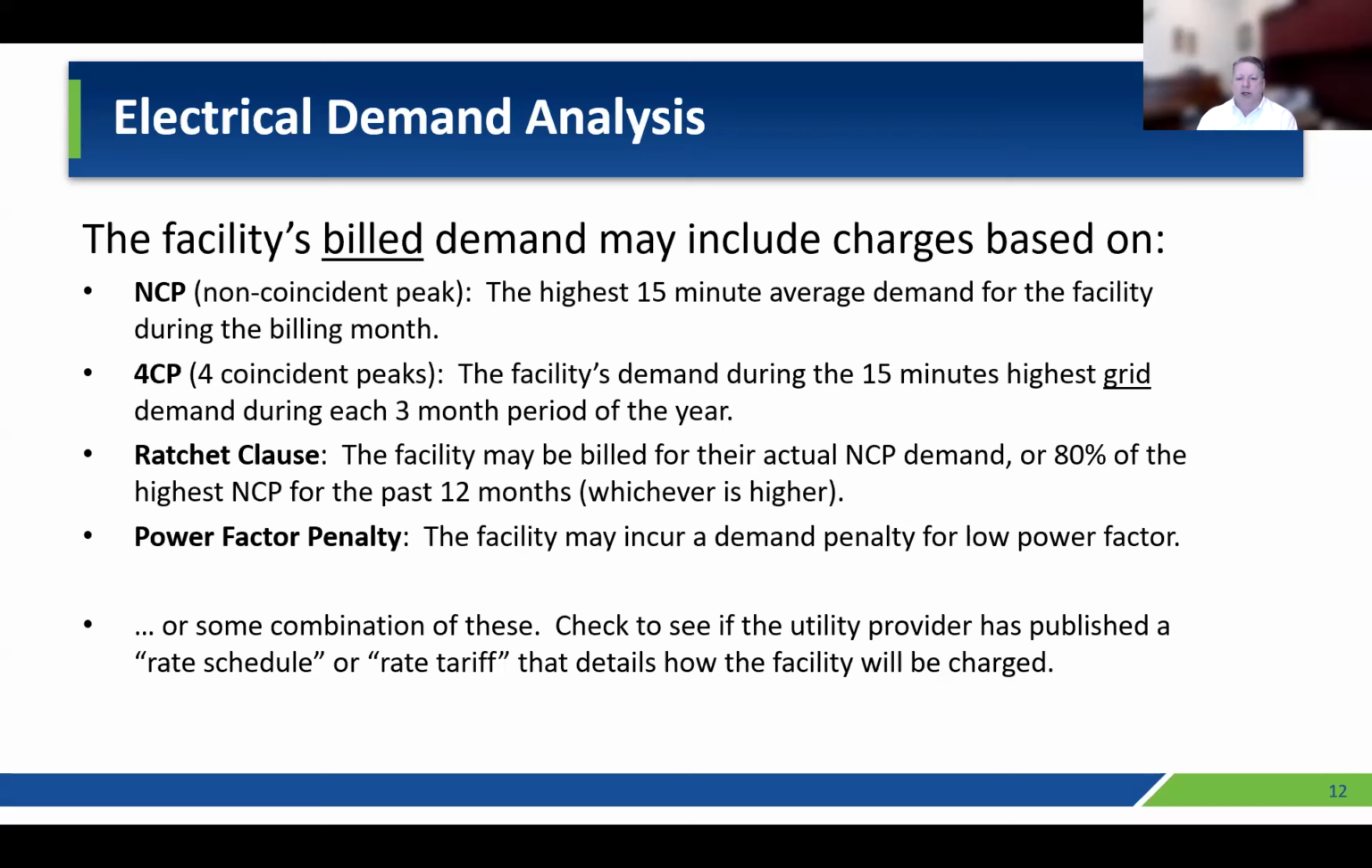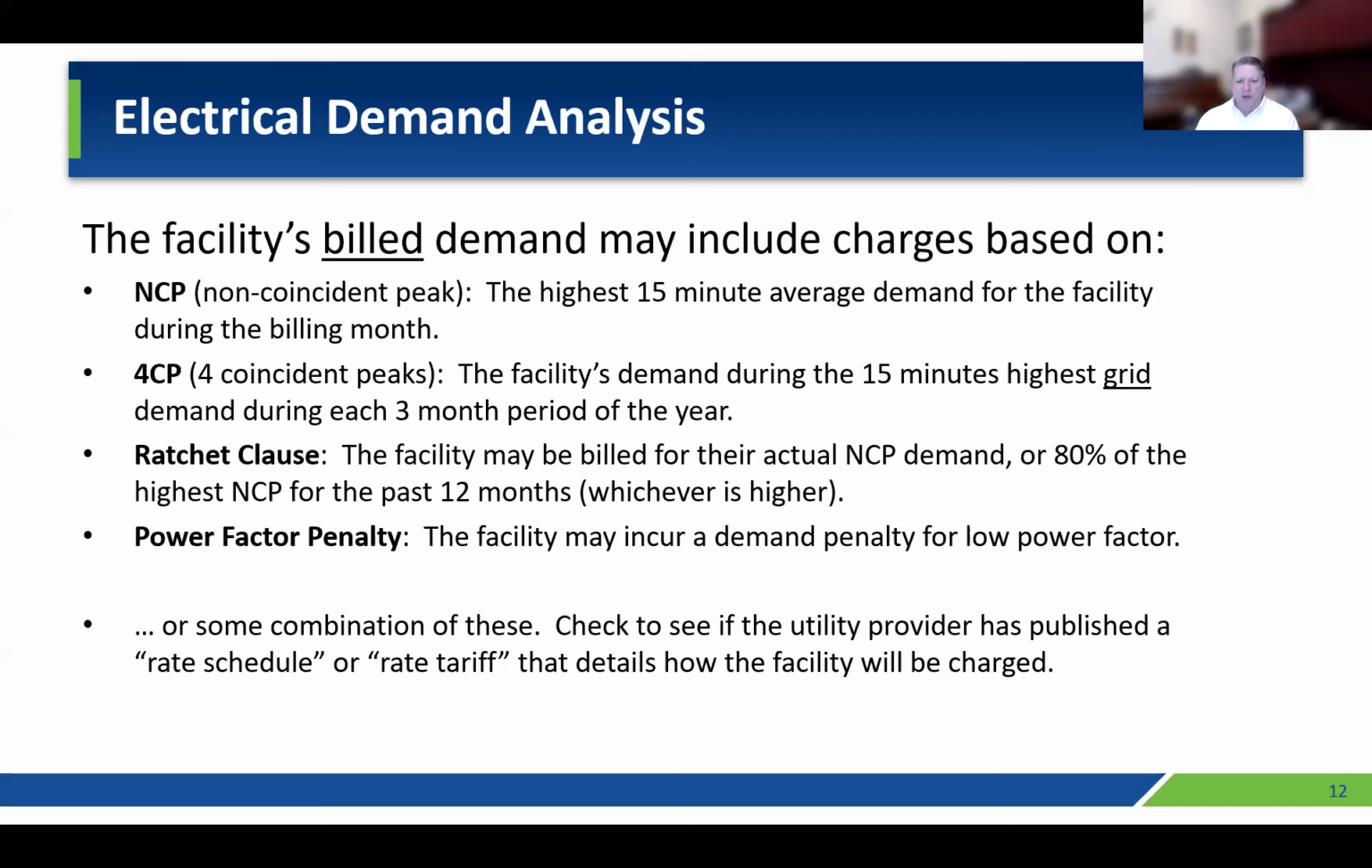NCP refers to non-coincident peak. It means the highest 15-minute power draw that you had at your site during the month. Then the 4CP, or 4 coincident peak, means what was your power draw when the grid hit its highest 15-minute average power draw during each quarter of the year. So some of these charges may be based on your site peak, and some charges may be based on the grid's peak. Most of the time, what we see is NCP charges, meaning your charges are based off of your peak, but you should be aware of these others.